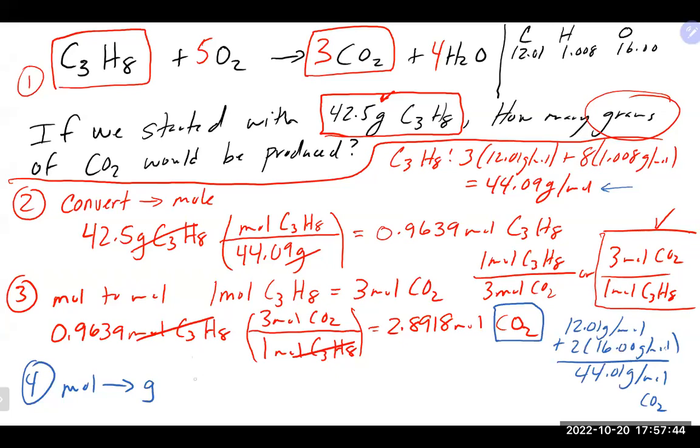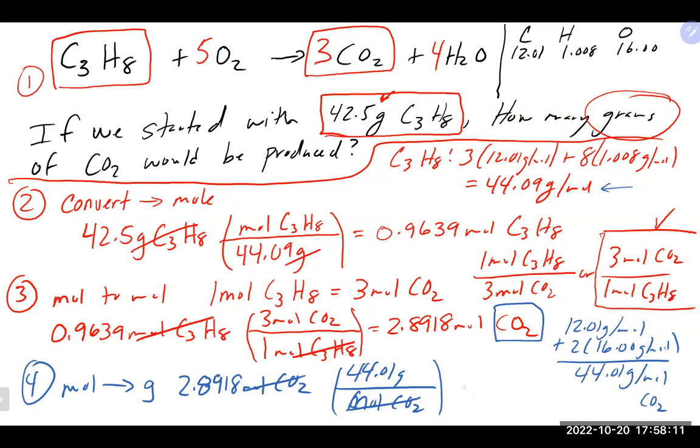So using that to finish this up here, 2.8918 moles of CO2, 44.01 grams up on top. So we end up with grams, moles of CO2 on the bottom so that they cancel. Gets us about 127 grams of CO2. Any questions on any of those steps there?